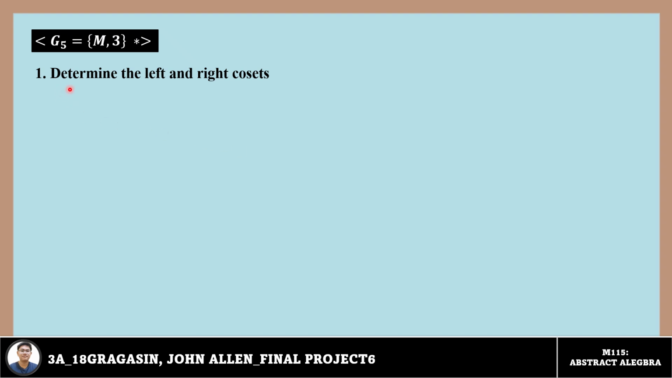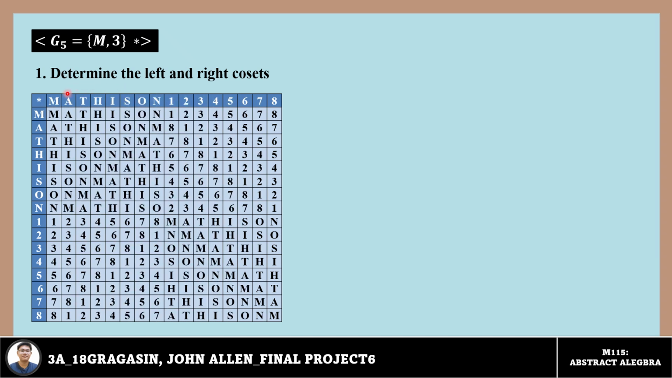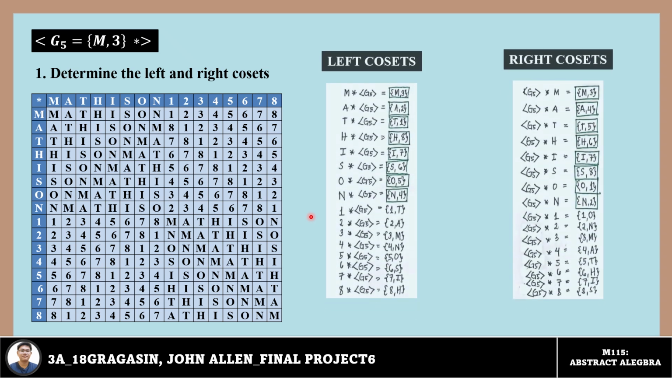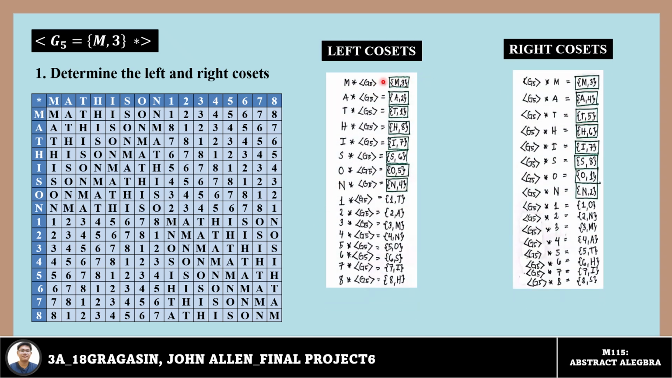And then for our G sub 5 with elements M and 3 under the binary operation, let's first again determine the left and right cosets. So in determining the left and right cosets, we need to consider the table in our group structure. So we have here the left and right cosets. First, in our left cosets, we need to put on the left side the elements in our group, and then on the right side we will put the subgroup. So by operating, we will get these answers.